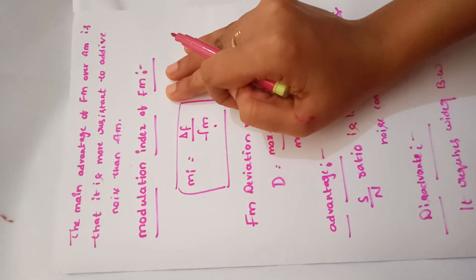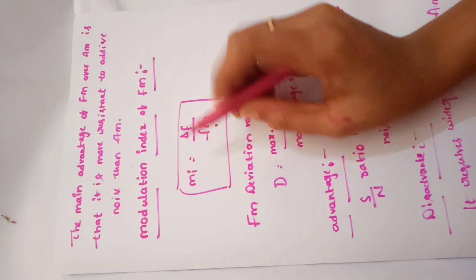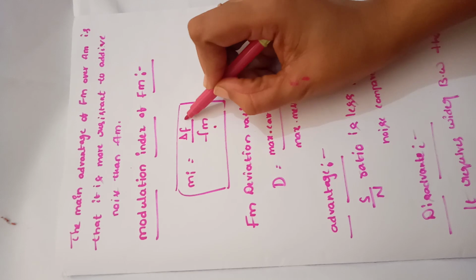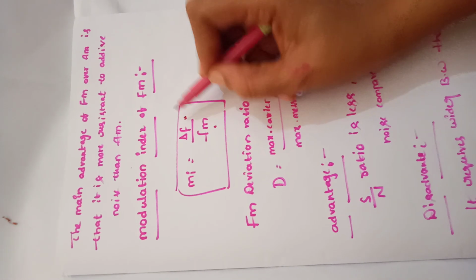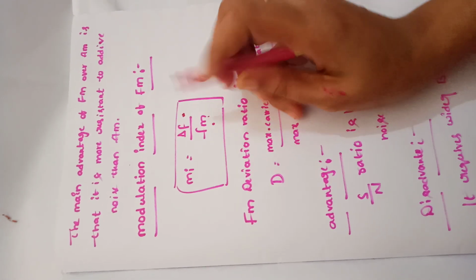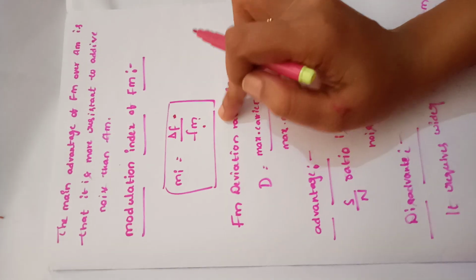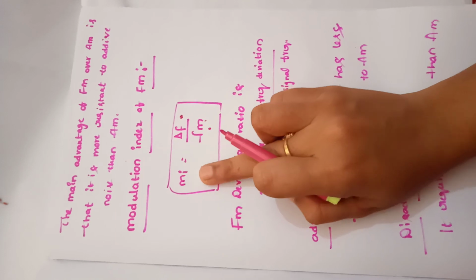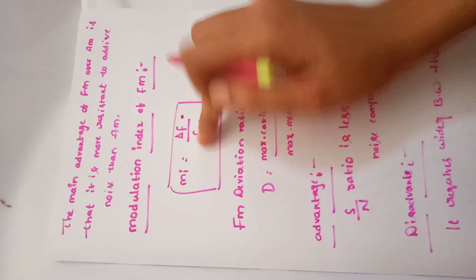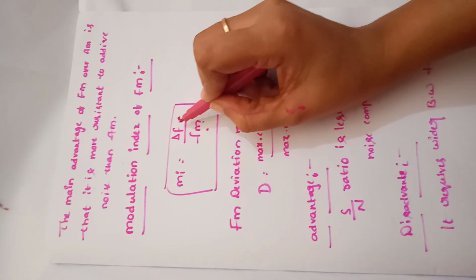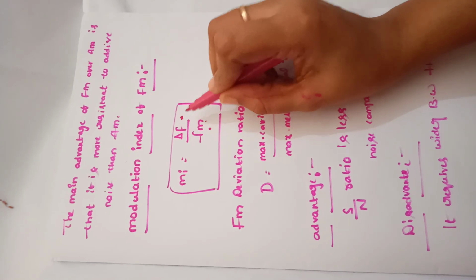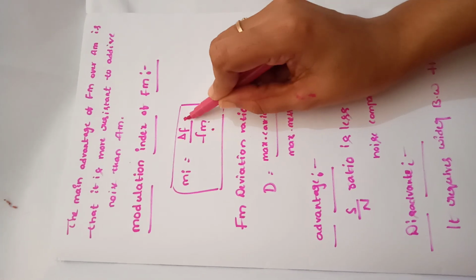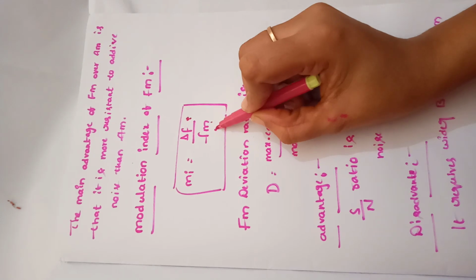Next, coming to the modulation index of frequency modulation. The frequency modulation index is defined as the ratio of the maximum frequency deviation of the carrier signal to the frequency of the message signal. Simply, I can write this as m_i, which denotes the modulation index of FM, where delta f is the maximum frequency deviation of the carrier signal and f_m is the frequency of the message signal.